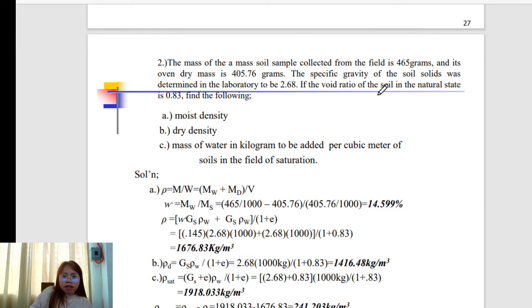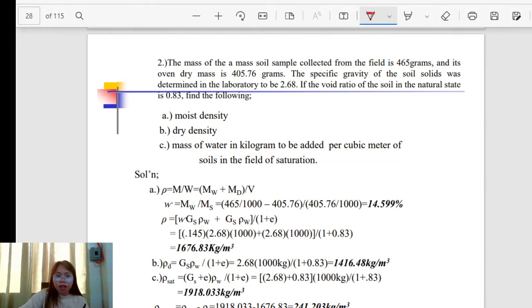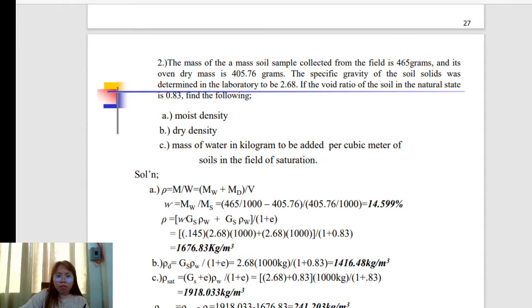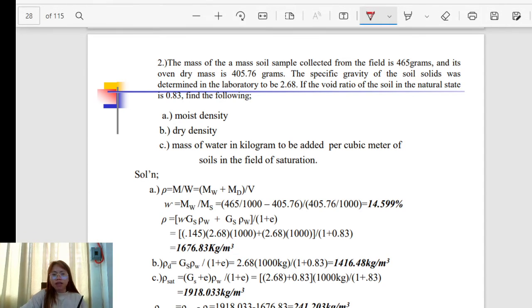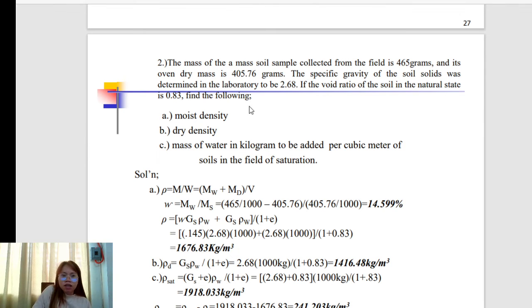So we continue with the next example. The mass of soil sample collected from the field is 465 grams, and its oven dry mass is 405.76 grams. The specific gravity of the soil solids was determined in the laboratory as 2.68. If the void ratio of the soil in the natural state is 0.83, find the following: the moist density, dry density, and mass of water in kilograms to be added per cubic meter of soil in the field for saturation.